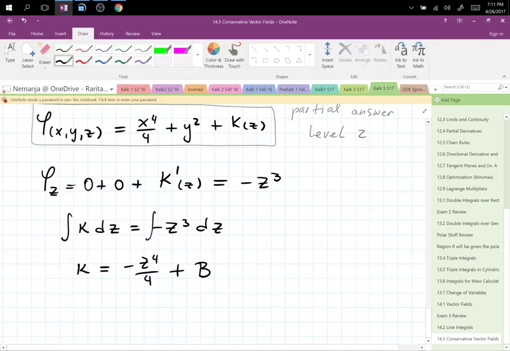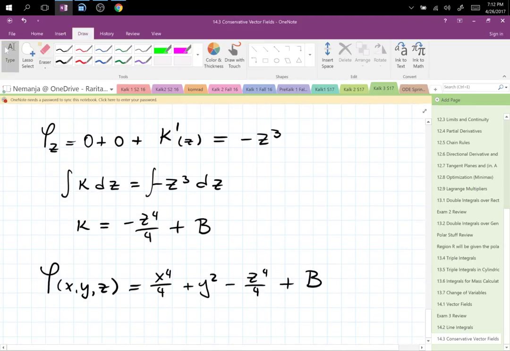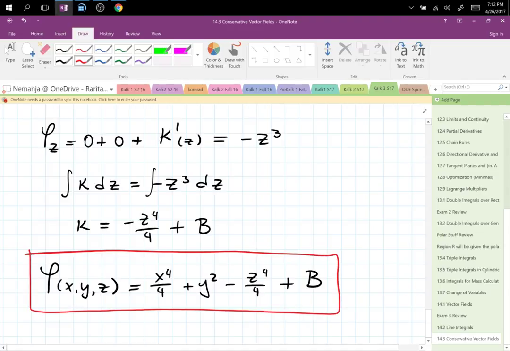There we go. And finally, I have my potential function phi, which is x to the 4 over 4 plus y squared minus z to the 4 over 4 plus some constant. And that is the final answer. It's a scalar function. Now, if you have a point, you can figure out what the constant is. Right now, those are initial conditions and things. But this is how you find a potential function.